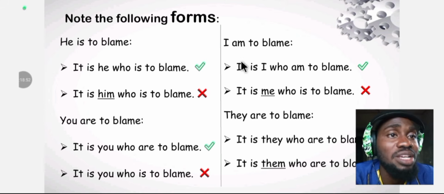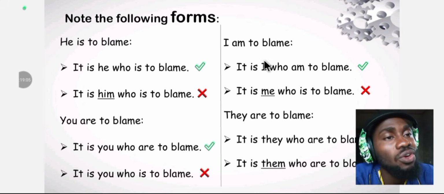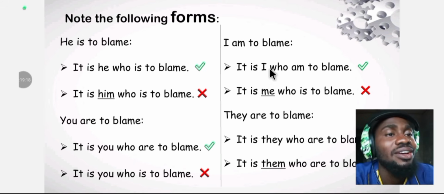Okay, looking at the right hand side of the table, "I am to blame." "It is I who am to blame" is correct. Why is it correct? Because I makes it correct. I is a subject position. It occupies the subject position. Is and the other components or the other verbs among the group should not take an object.